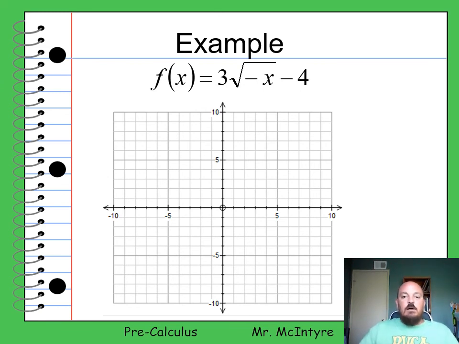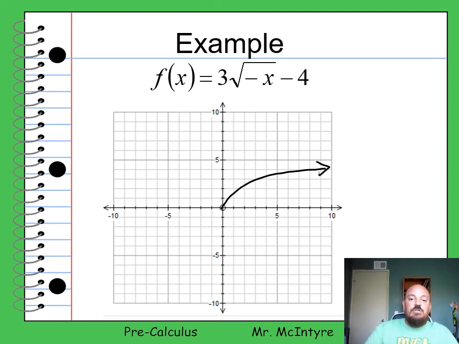And we have 3 times the square root of negative x minus 4. And what I'm going to do, I'm not going to write out each step like I did in the first example. I'm going to go straight to the work. And because it's a square root, I identify that first. Before I do any transformations at all, I can recognize that this is a square root graph. And that's the one that looks like the top half of a sideways parabola, like that. So there's my original graph.